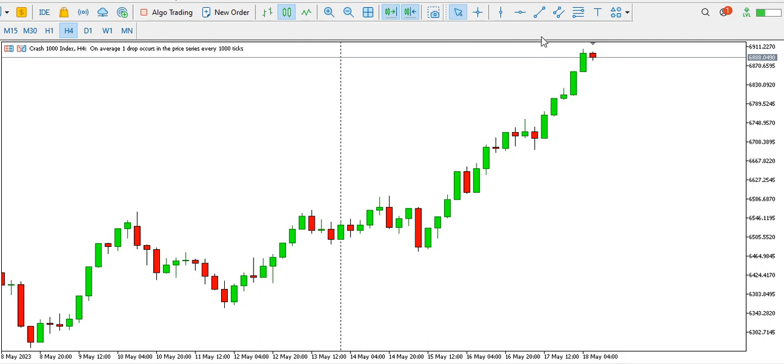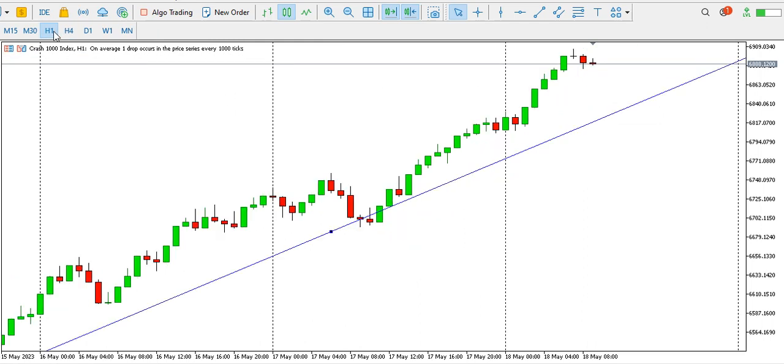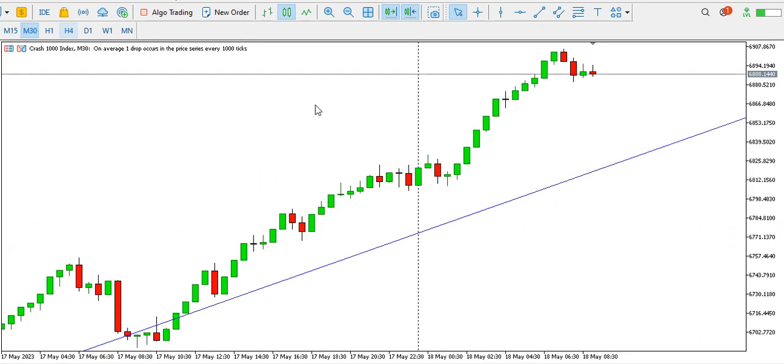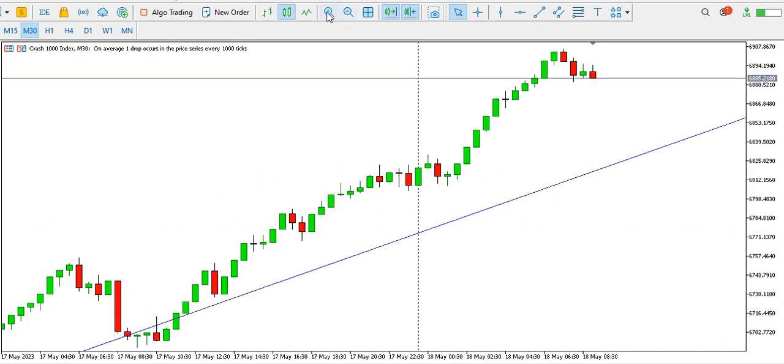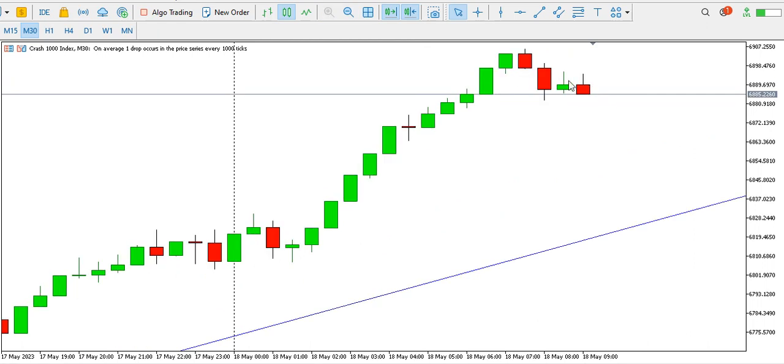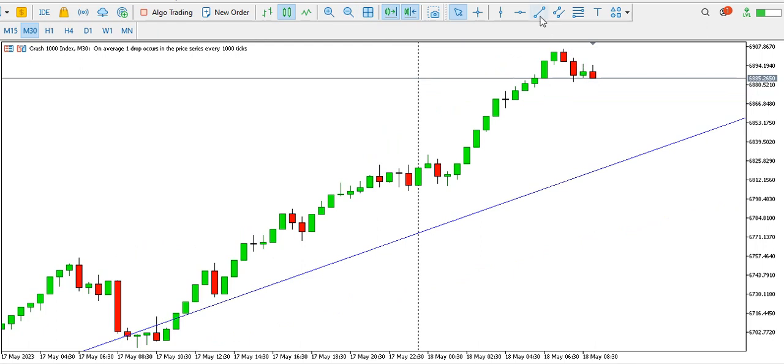On the 4-hour time frame, crash 1000 index has been bullish. Been buying with little resistance from the sellers. On the 4-hour time frame, still bullish. On the 30 minutes time frame it is bullish, though we start to see a spike on the 30 minutes time frame. But look at this pullback compared to what we have on the screen.